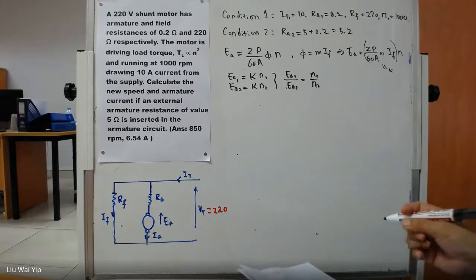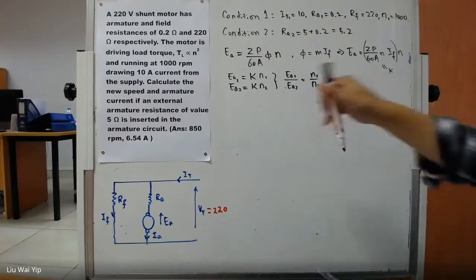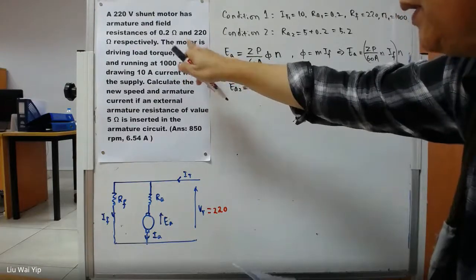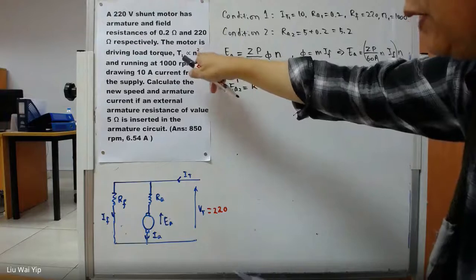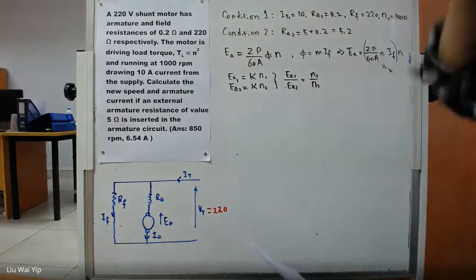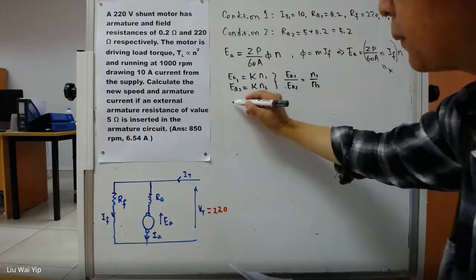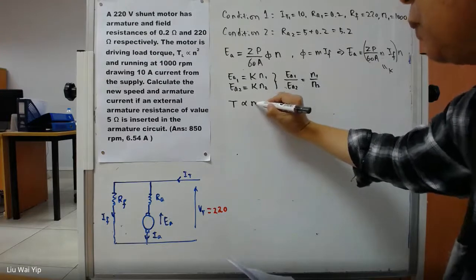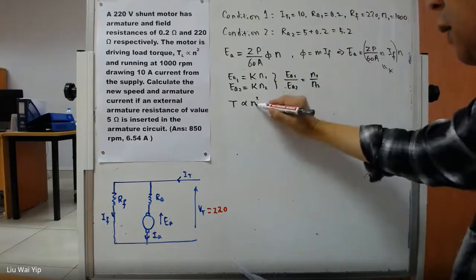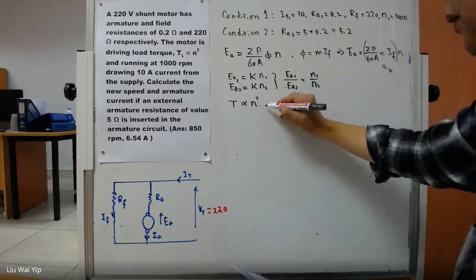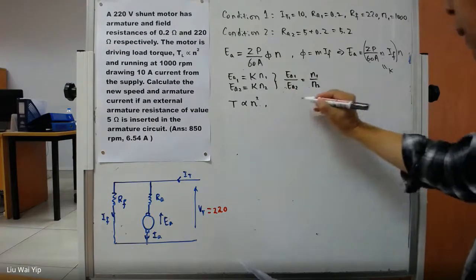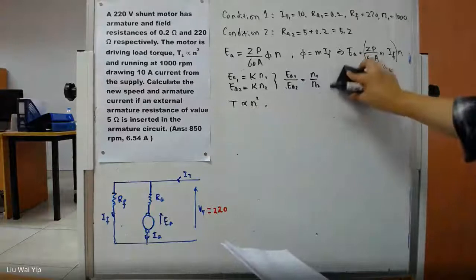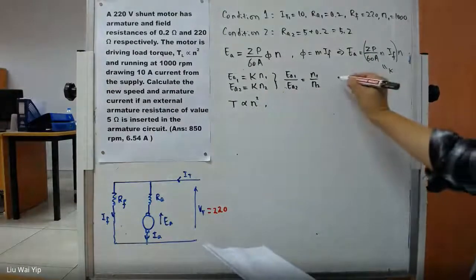Another thing that we need to pay attention to is this condition. The load torque is going to be proportional to the square of the speed. So now, if this is the case, we better write this down. T is proportional to N squared. But then we have to recall the fact that, oh, by the way, I need to label this equation. Equation 1.